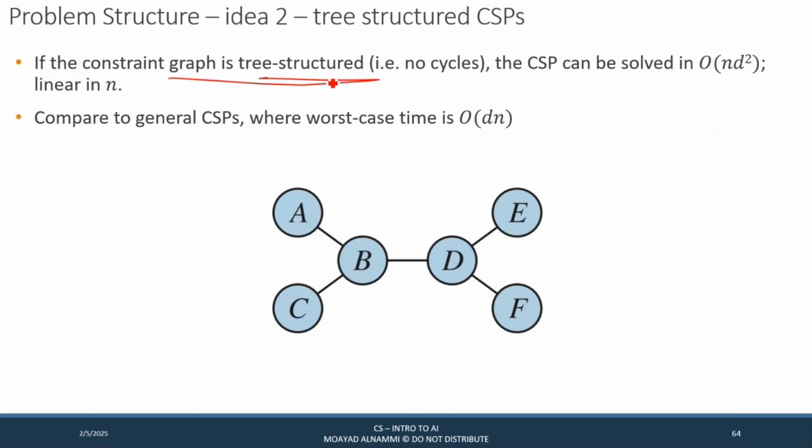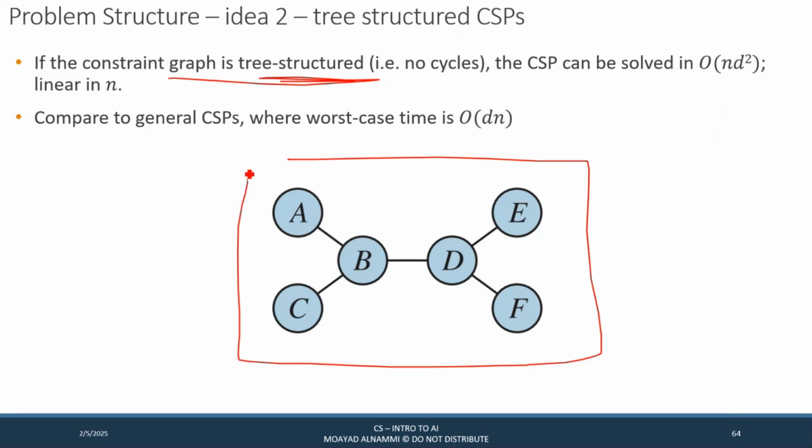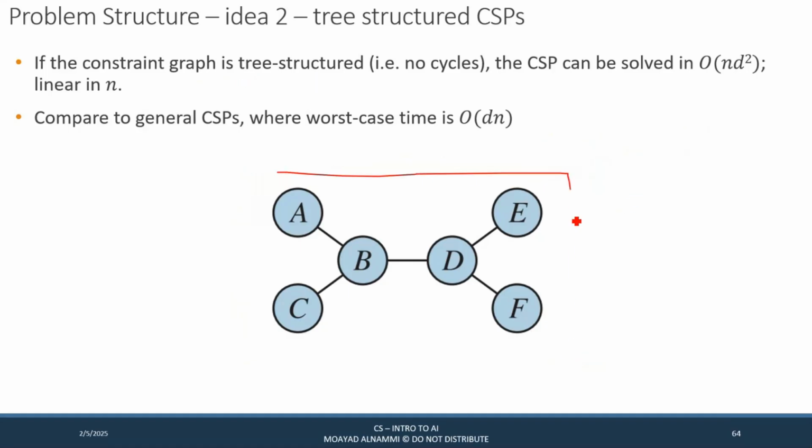And what do we mean by tree structured? It means it looks something like this. There are no cycles in your graph. And checking whether or not a graph contains cycles can be done in O(V plus E), right? So it's linear in the number of edges and vertices. It's just the size of your graph. And so checking if a graph is tree structured is not going to be costly.